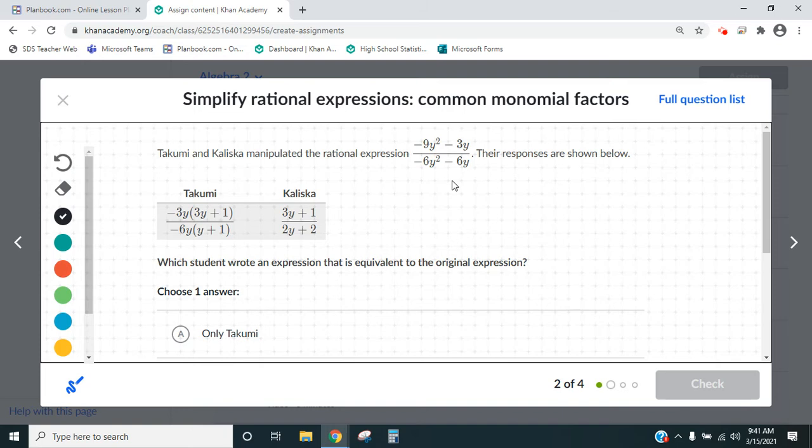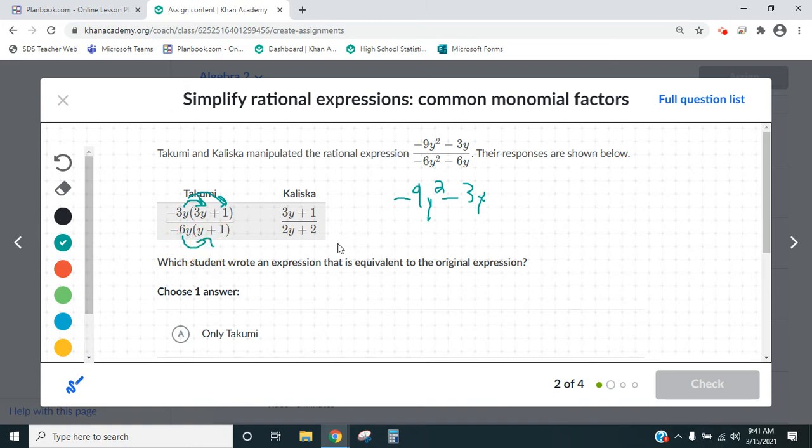Takumi and Kaliska manipulated the rational expression. The responses are shown below. So let's just look at their work and see if they're right. We can just check it, couldn't we? Okay, so we can do this. Let's see if Takumi is right. What if we distribute this back? This first part would be -9y squared. The second part would be -3y. That matches the top, doesn't it?